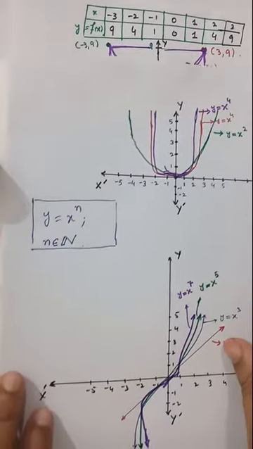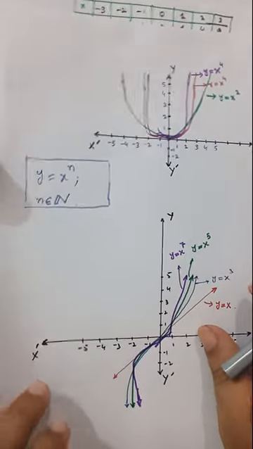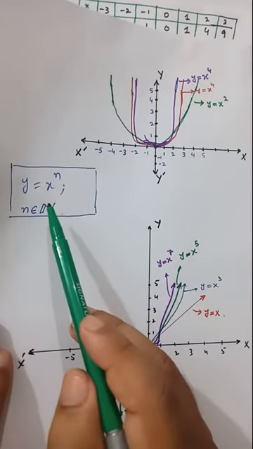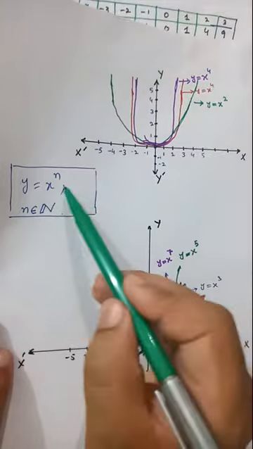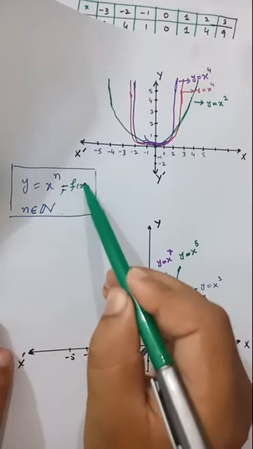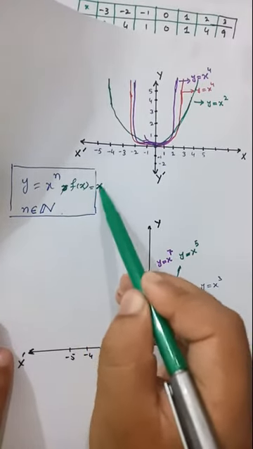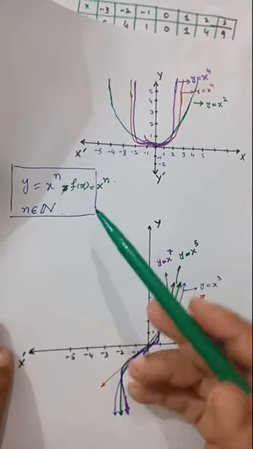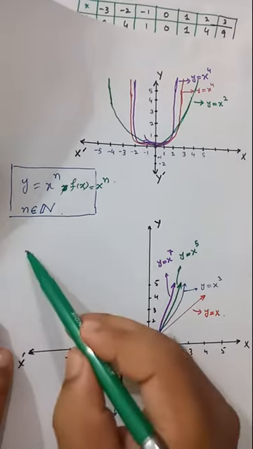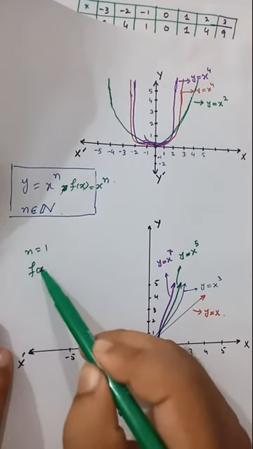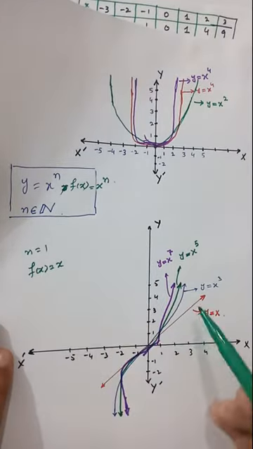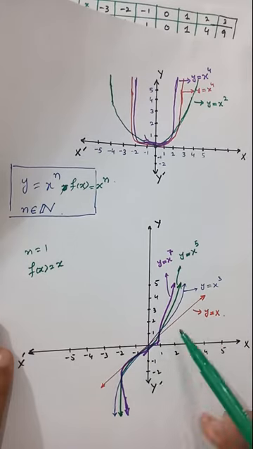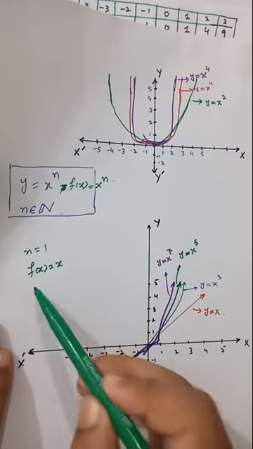You see it from here. From here you will get a clear picture. y = x^n is the given function, or you can say f(x) = x^n, and n belongs to the natural numbers. So when n equals 1, you will get f(x) = x. So this straight line will be the graph of y = x, a homogeneous linear line, which always passes through the origin.